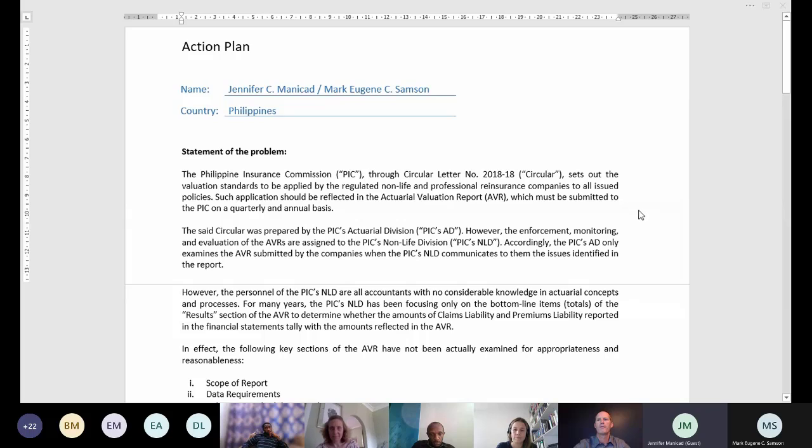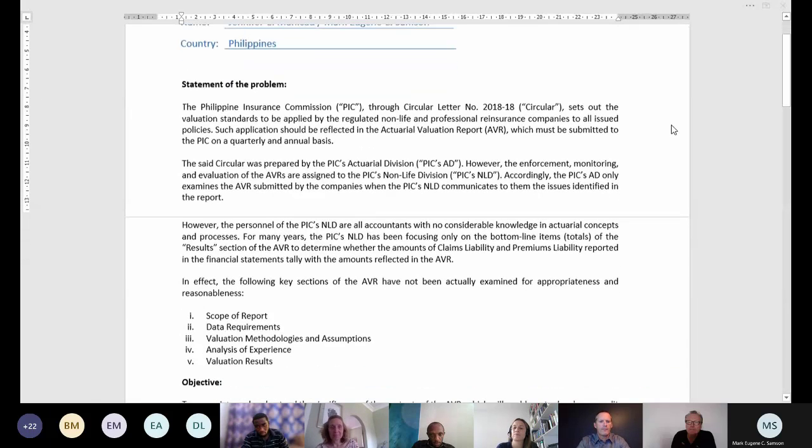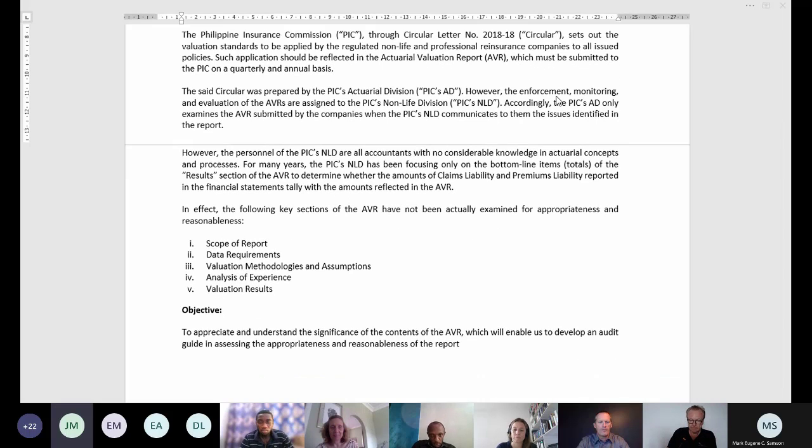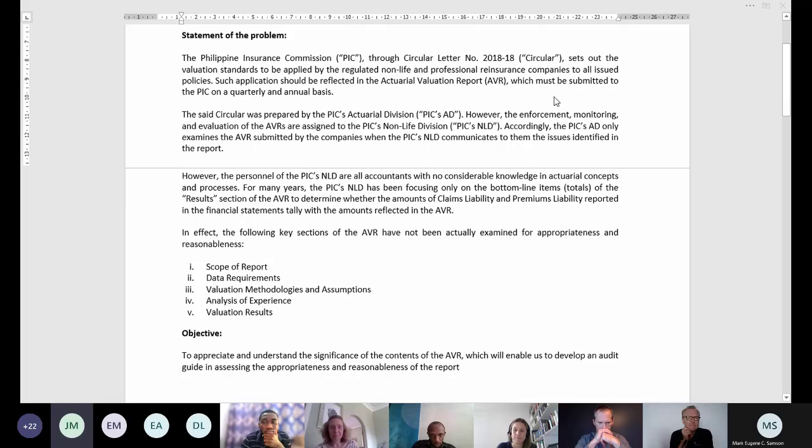Hi everyone. So Eugene and I will be presenting the action plan for the Philippines. For the problem, the Philippine Insurance Commission published circulars that set out the valuation standards and should be reflected in the actuarial valuation report. The said circulars were prepared by the PIC's Actuarial Division. However, the enforcement, monitoring, and evaluation of the AVRs are assigned to the PIC's Non-Life Division.